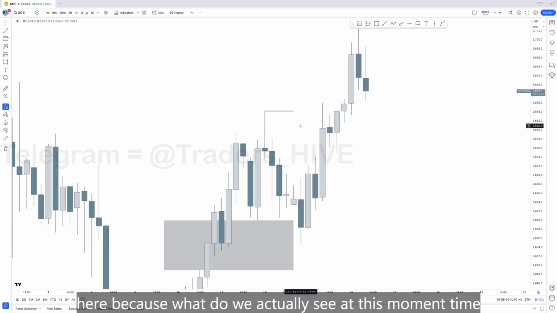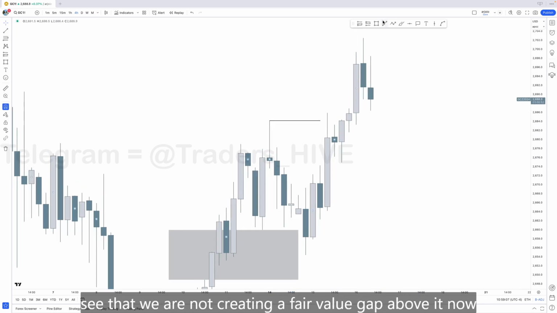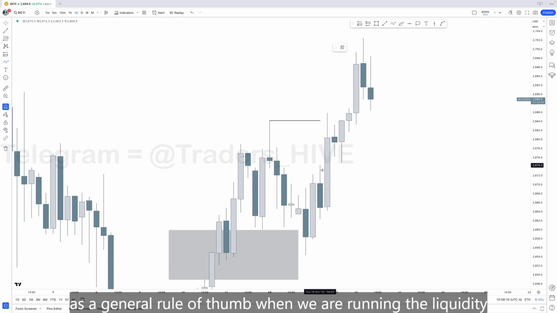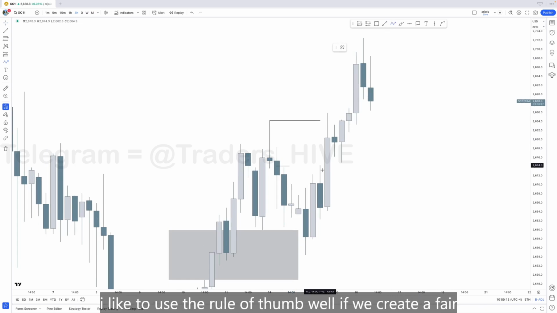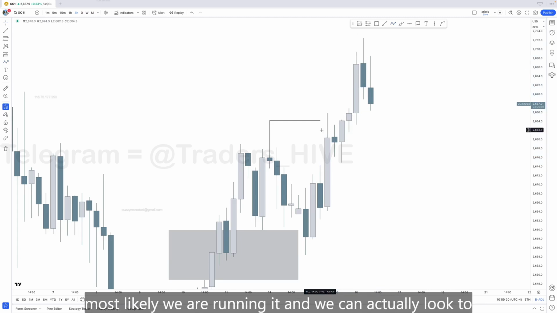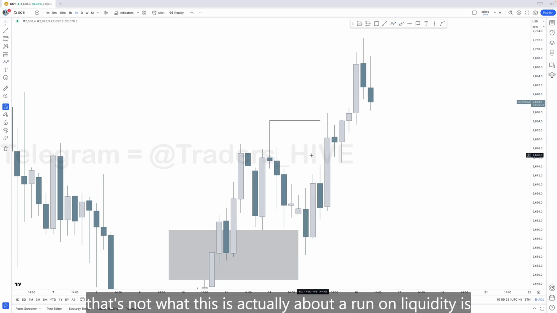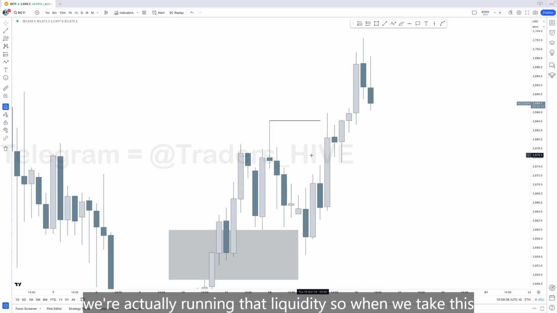Because what do we actually see at this moment in time? When we take this daily context target high right there, we see that we are not creating a fair value gap above it. Now, as a general rule of thumb, when we are running liquidity, I like to use the rule of thumb, well, if we create a fair value gap exactly overlapping with the high right there, then most likely we are running it and we can actually look to continue higher. But that's a general rule of thumb, because that's not what this is actually about. A run on liquidity is if we are comfortable above that high, or there's no need, there's no aggressive move to continue lower. That means we're actually running that liquidity.